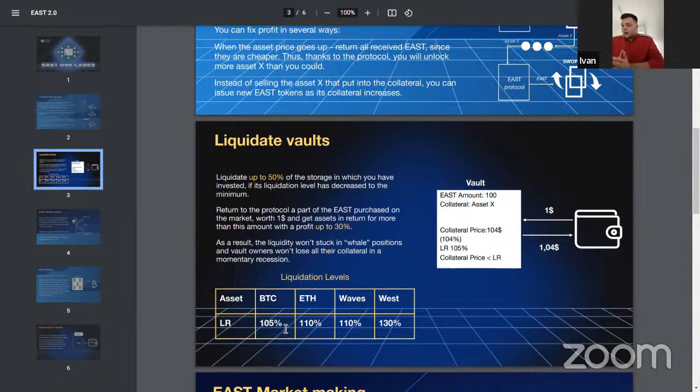So that's how whales can be partially liquidated, and that's how those people who issue ETH can't lose everything. They just lose a necessary part.